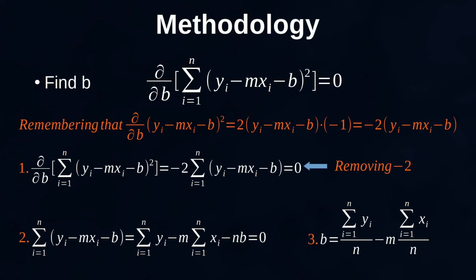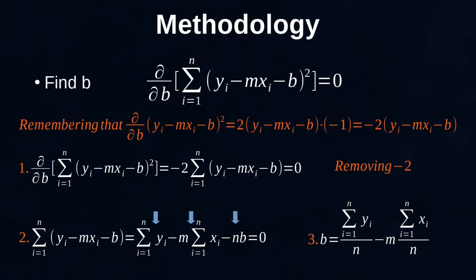Equation 1 shows that the derivative can be done for all the n points, and, given that they are not interacting with each other, all the derivatives can simply be summed together. Also, given that we set this function equal to 0, we can remove the multiplicative factor minus 2, because it is not going to change the point where the function is 0.